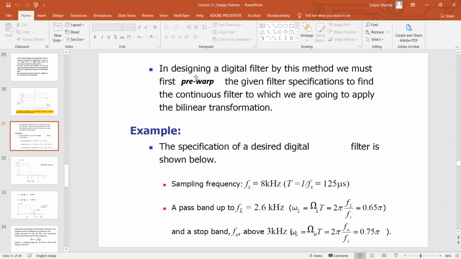Now, in designing a digital filter by the method of bilinear transformation, we must first pre-warp the given filter specifications to find the continuous filter to which we are going to apply the bilinear transformation. Now, these are the specifications for the desired digital filter, whatever we want. The sampling frequency is given to be 8 kilohertz. So I can find the sampling period also, which is 125 microseconds.